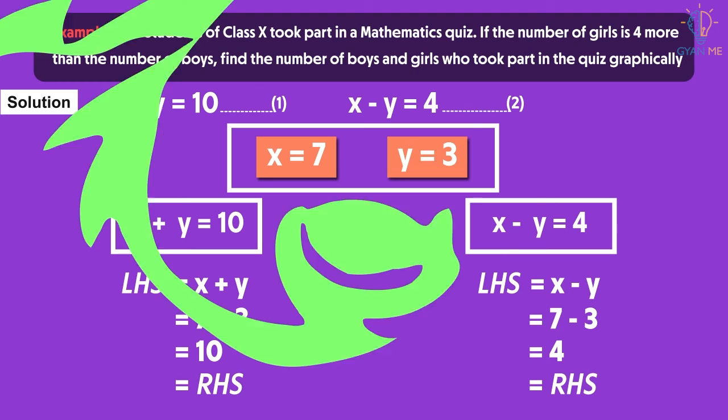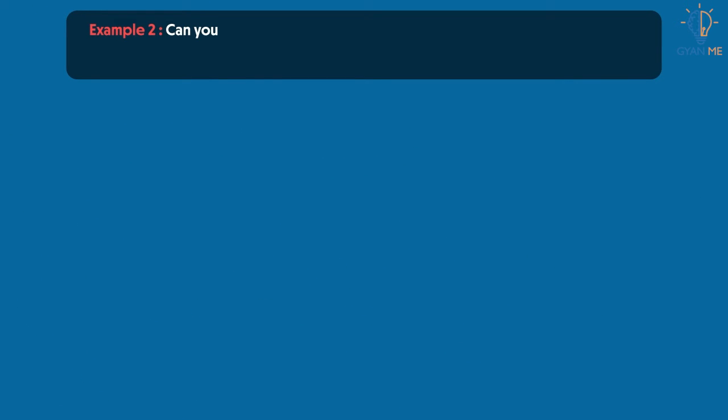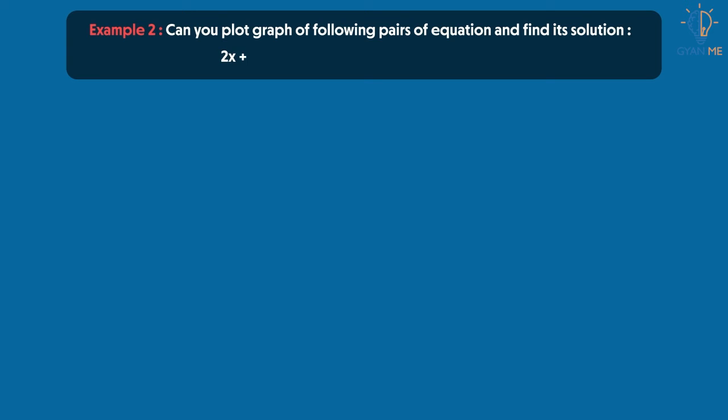Let us understand this better by our second example. Can you plot the graph of following pairs of equations and find its solution? The given equations are 2x plus 3y is equal to 18 and 2x minus 3y is equal to minus 6. Now, as you know, the first step is to find out the coordinates of points that we want to plot on graph paper for both these equations.